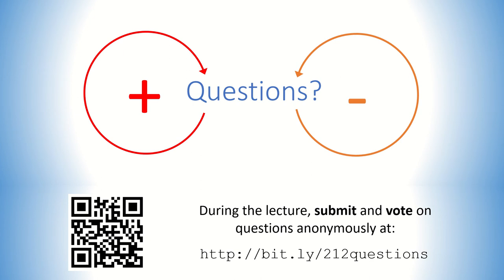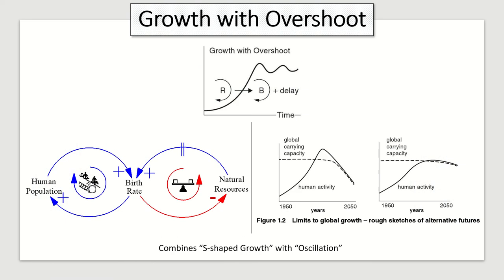But before I get there and we move on to the activity, are there questions about that basic idea, about this direction, starting with behavior over time and using it to motivate your causal loop diagrams?